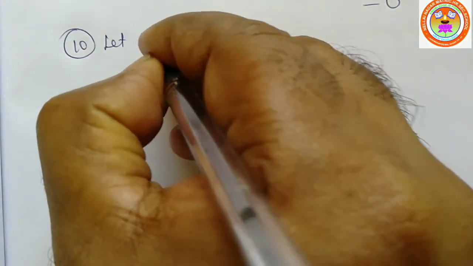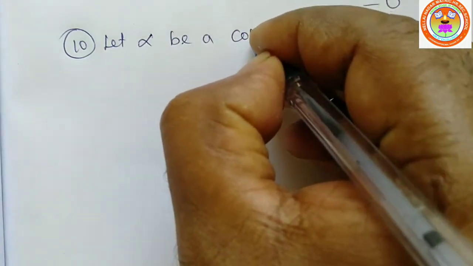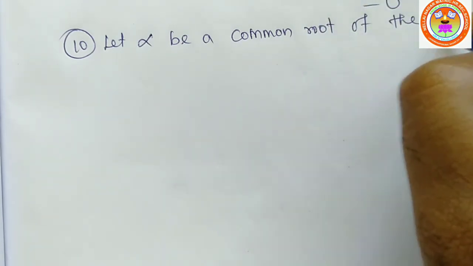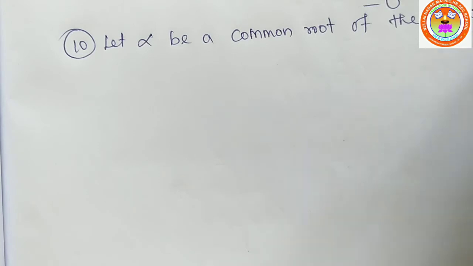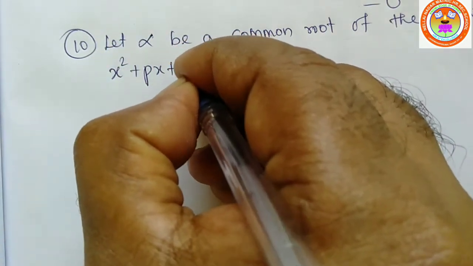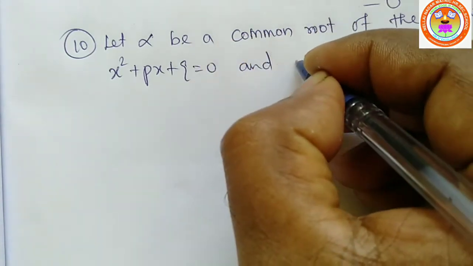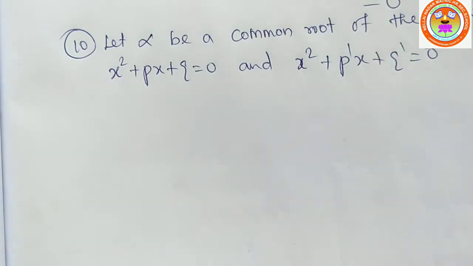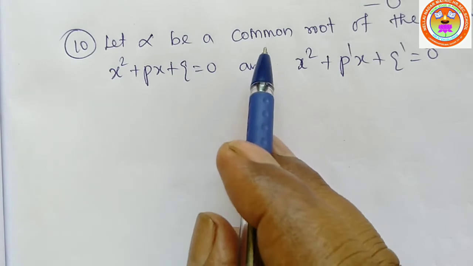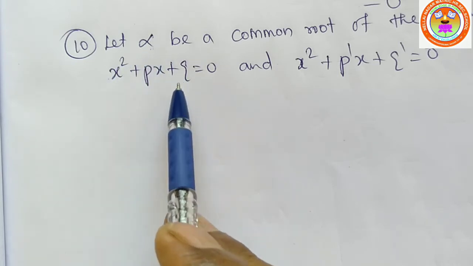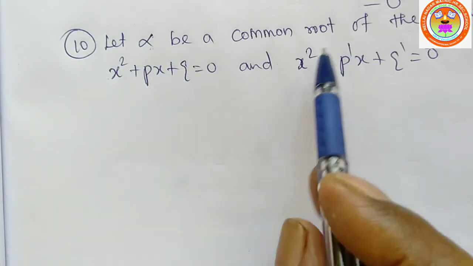Let alpha be a common root of the equations x square plus px plus q equal to 0 and x square plus p dash x plus q dash equal to 0. Alpha is a root means if we replace this x by alpha, this alpha must satisfy this equation. That is the meaning of the root, right?